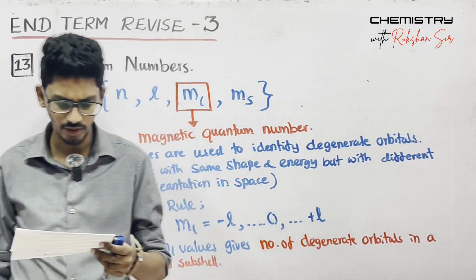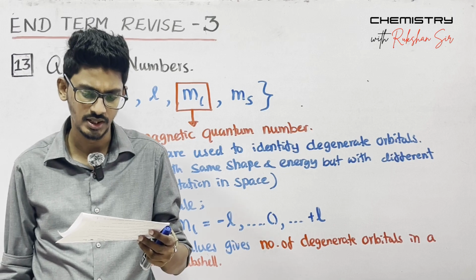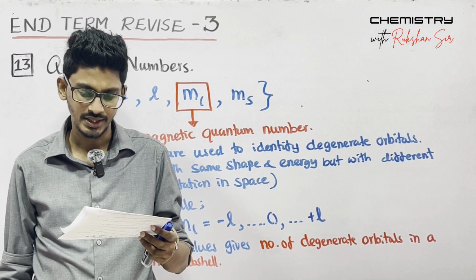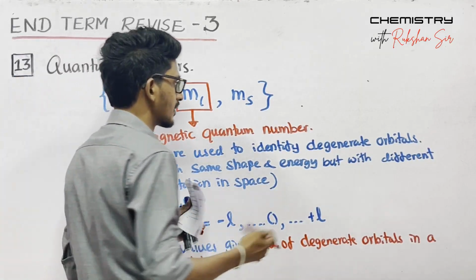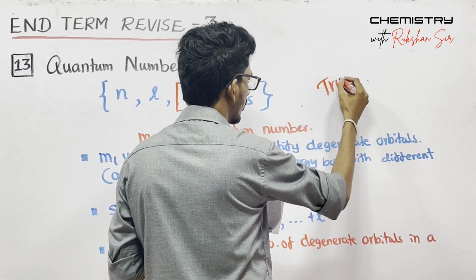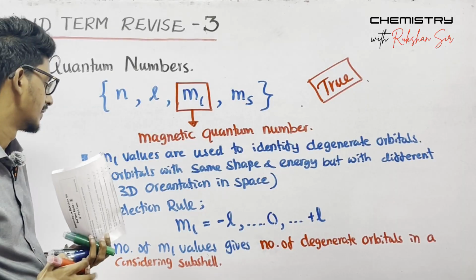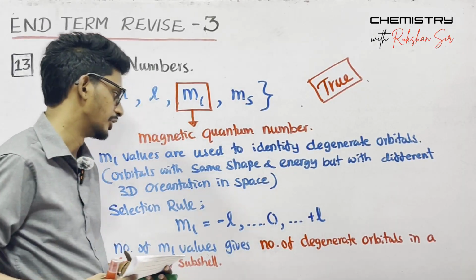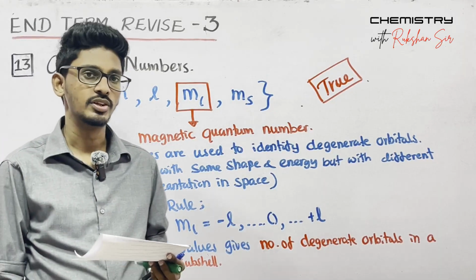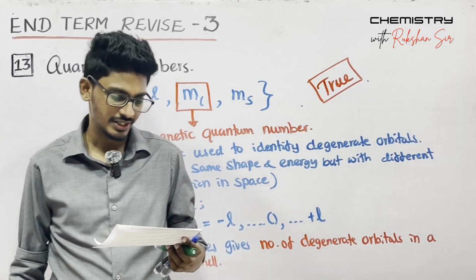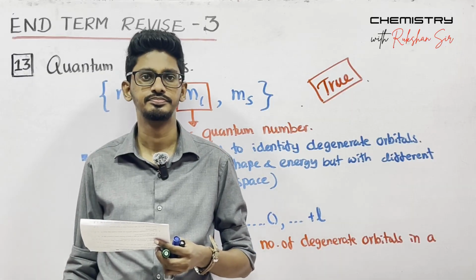So let's go to the statement again. It says information on degenerate orbitals is given by the magnetic quantum number. Yes, the statement is true. This is all about degenerate orbitals, the magnetic quantum number, and their orientation in 3D space. This is the review for statement number 13.